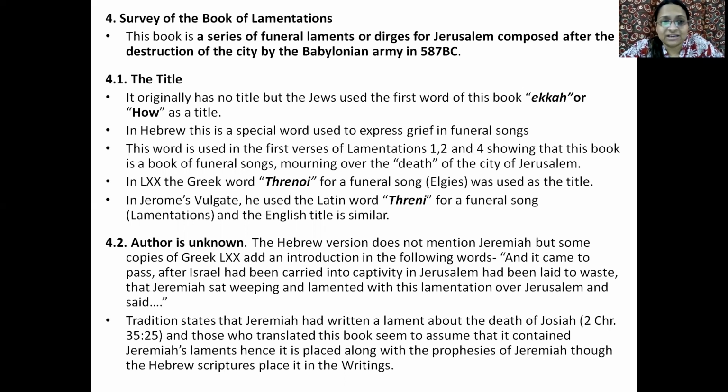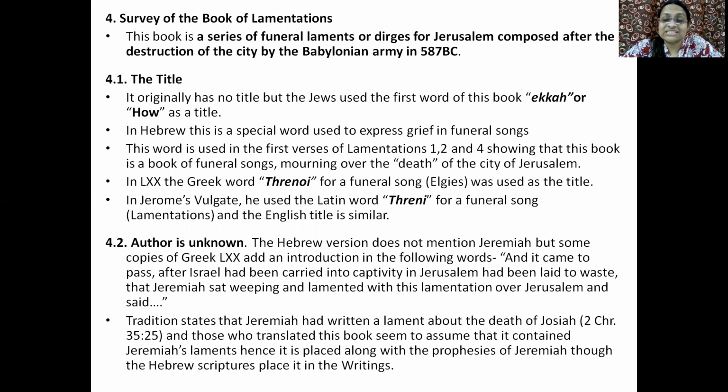Let's talk about the title. It originally has no title. The book was titleless, but as was the practice of the Jews, the first word of the book was taken as a title. The first word was Eka, or "how." How could this happen? So this is the title. How was the first word, so it became the title of the book.